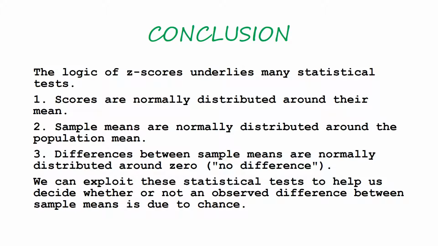In conclusion, the logic of z-scores underlies many statistical tests. First, scores are normally distributed around their mean. Second, sample means are normally distributed around the population mean. And third, differences between sample means are normally distributed around 0, or no difference. We can exploit these statistical tests to help us decide whether or not an observed difference between sample means is due to chance.